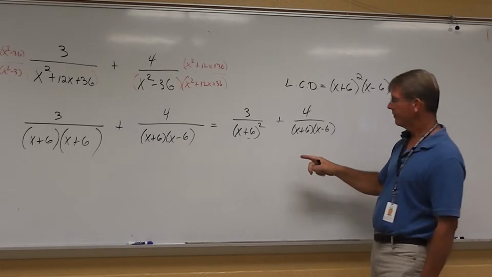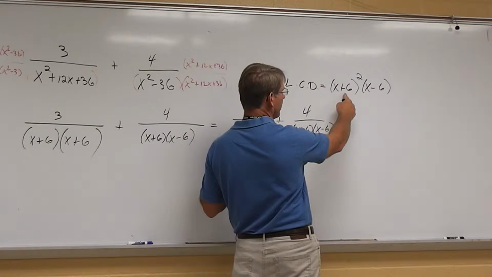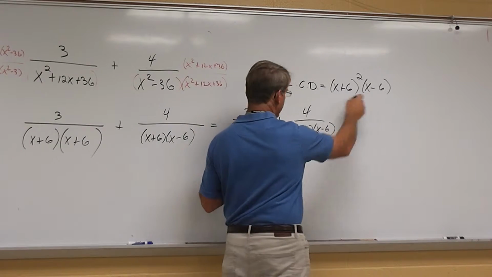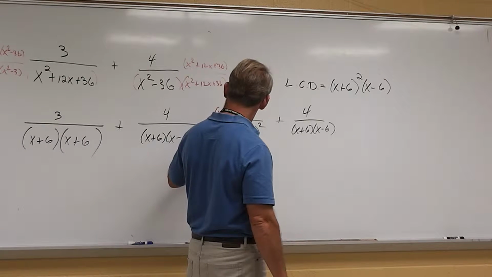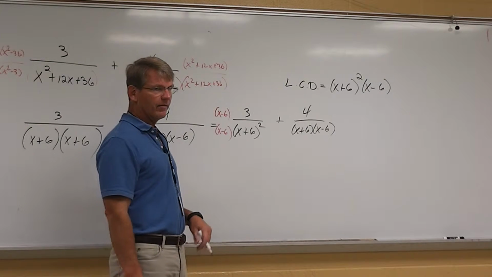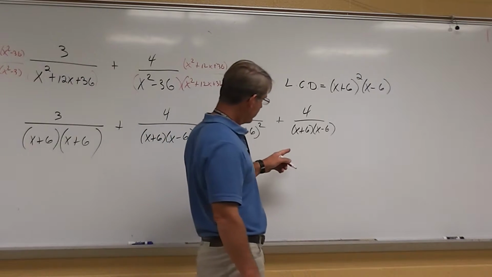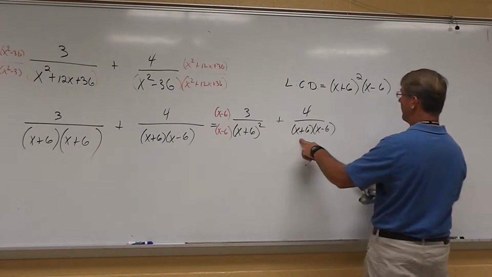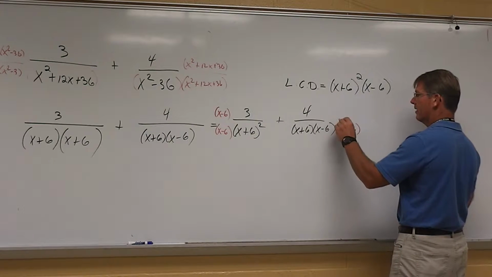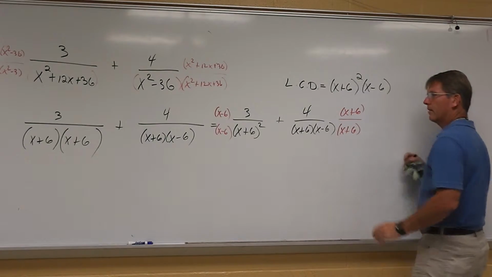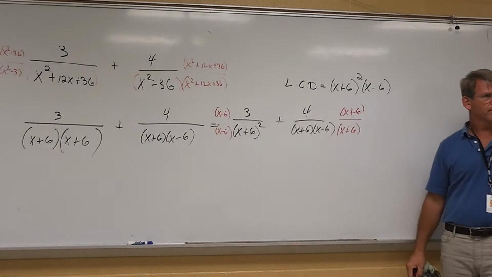You look at here and say, well, I've got x plus 6 quantity squared. That's what I needed, and I don't have the x minus 6. So I'm going to multiply that top and bottom. Okay, that'll get that one taken care of, because now it will have the LCD on it. The right-hand fraction, I look up here and say, well, I've got x plus 6 to the first, but I need x plus 6 to the second. Guess I'm going to need to multiply by another x plus 6, top and bottom. And you'll say, I need an x minus 6, and okay, I've got that, so we're good.